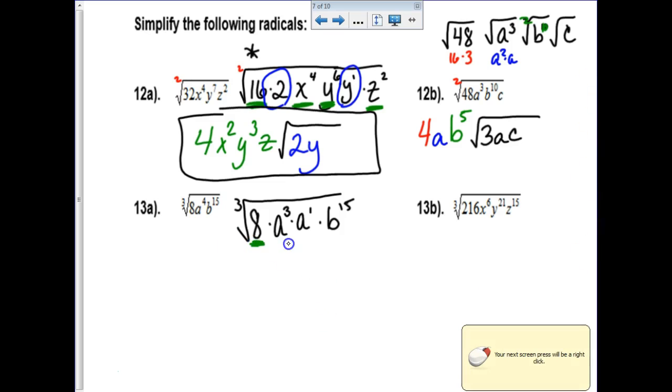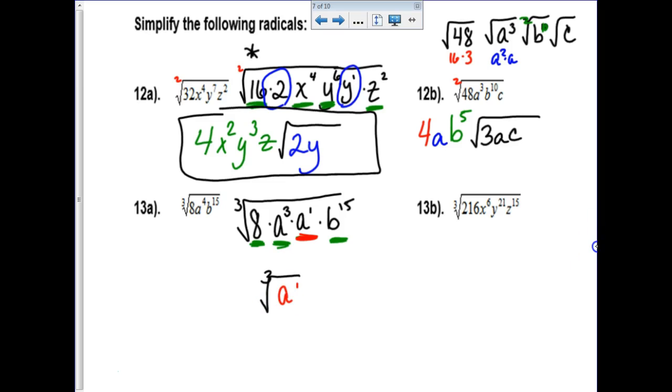Alright, we're going to cube root that, we're going to cube root that, and we're going to cube root that. So the only thing that's going to be stuck in my radical is this guy. He's not going anywhere. Alright, so let's go ahead and write that down. The cube root of a to the 1st, stuck. But let's simplify everything else. Cube root of 8 is 2. Cube root of a to the 3rd is a. Cube root of b to the 15 is b to the 5. Remember, we just divide those over and over and over again.